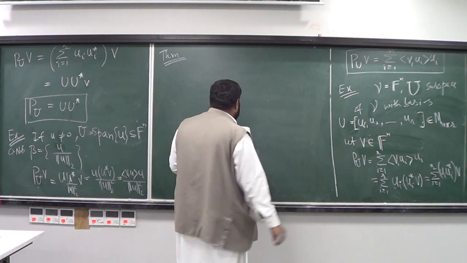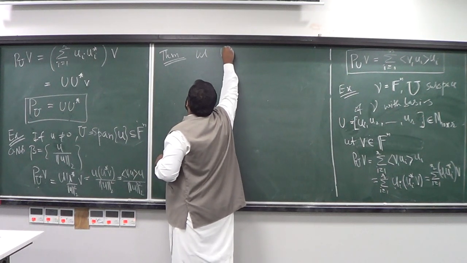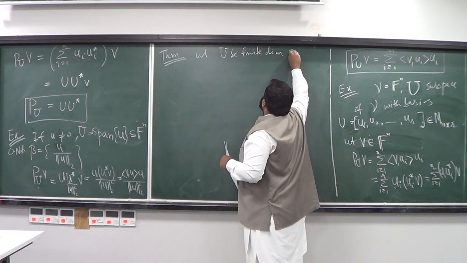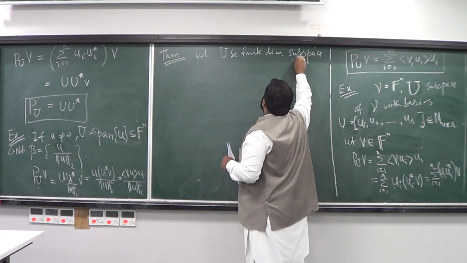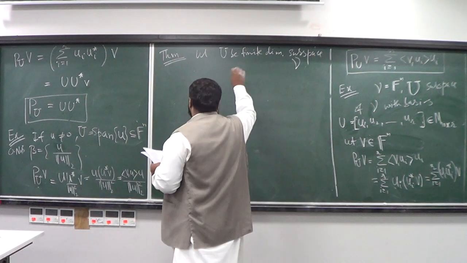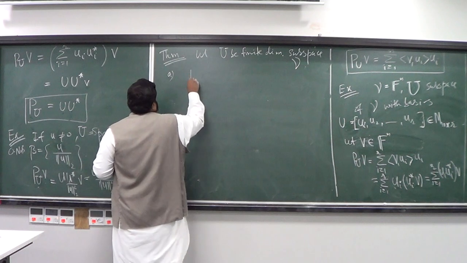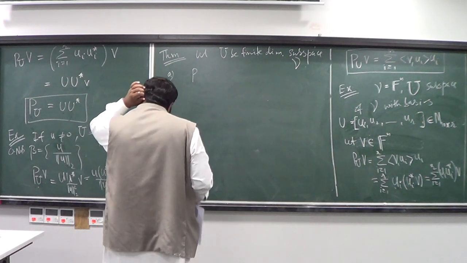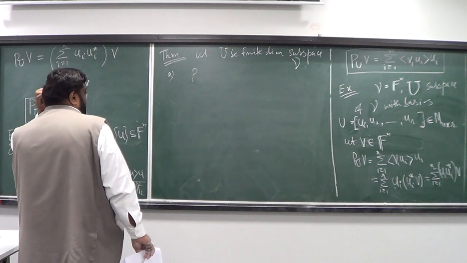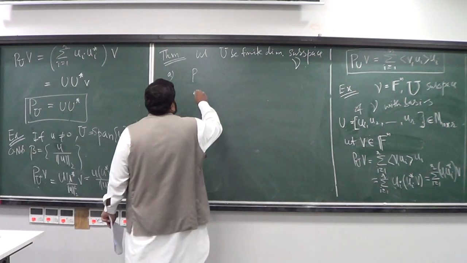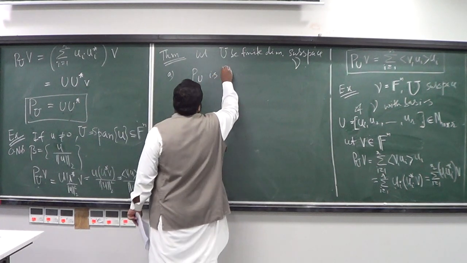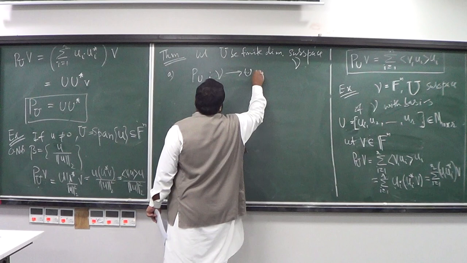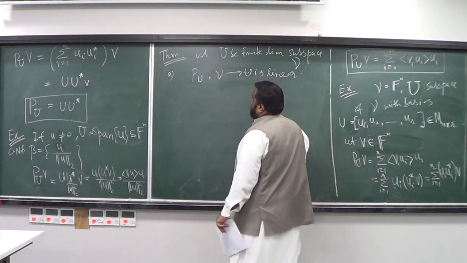Projection. So it says that imagine this U be a finite dimensional subspace of inner product space V. And this is general. Then, first of all, let me show that this projection is basically a linear map, actually. So this projection P_U is a linear map.